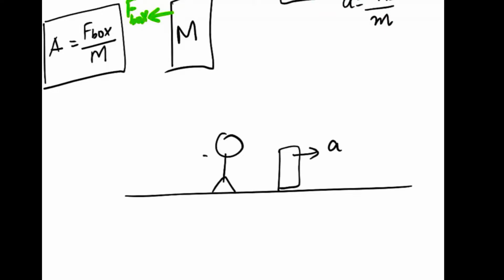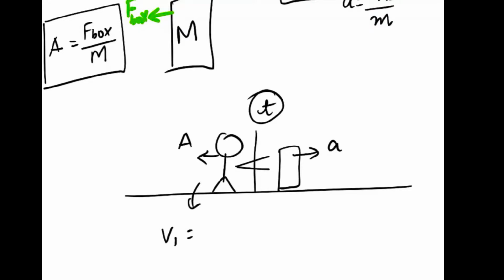This box will have acceleration a, I will have acceleration A, and let's say I applied the force for some amount of time t. Both were at rest initially, so my velocity v1 will be equal to A times t, and the box's velocity v2 will be equal to small a times t. So the box will start moving with v2 in this direction and I'll start moving with v1 in this direction.